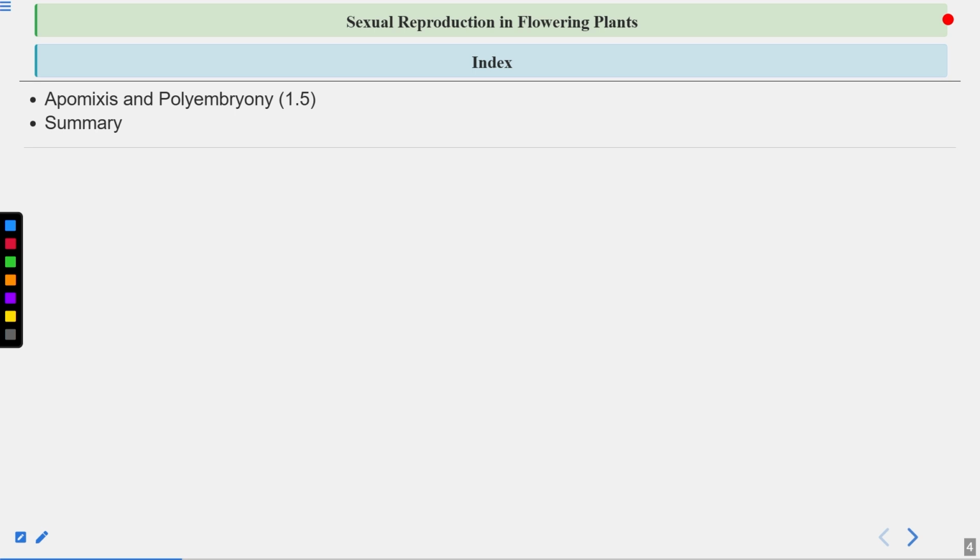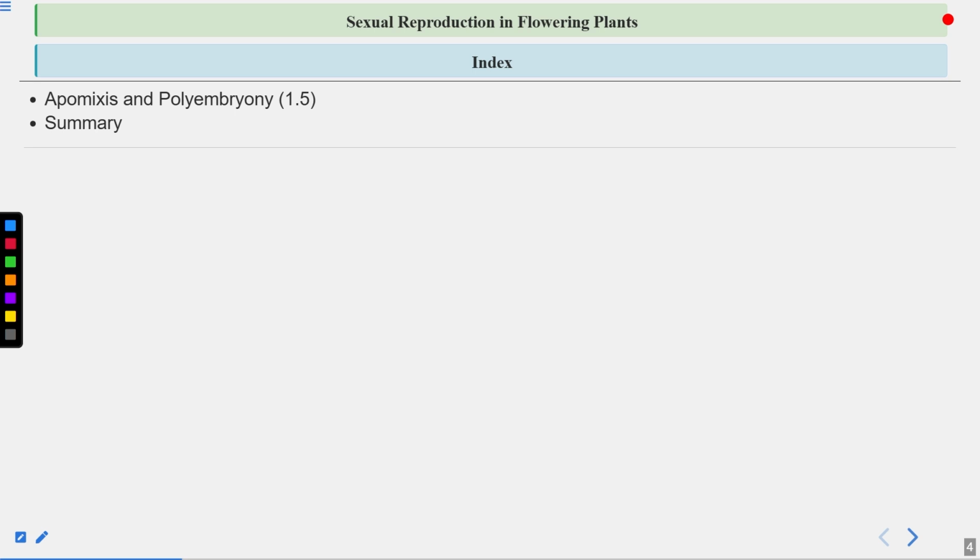So microsporogenesis leads to the formation of pollen grain. Megasporogenesis leads to the formation of your embryo sac. This we have discussed in great detail. After that, we have discussed pollination, different types of pollination. We have discussed the pollen-pistil interaction. After the pollination process, there is a pollen-pistil interaction, so that also we have discussed. After that, there is double fertilization, a very important topic, that also we have discussed in great detail.